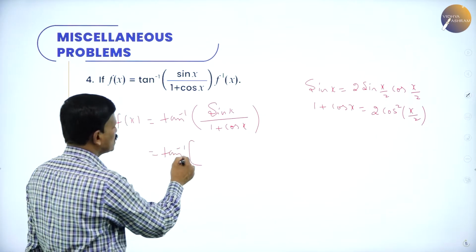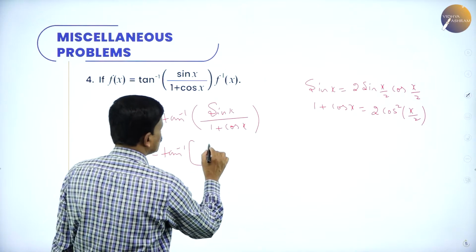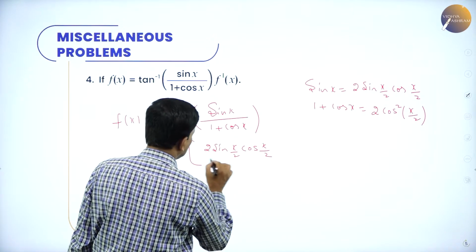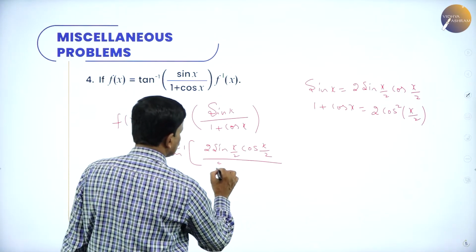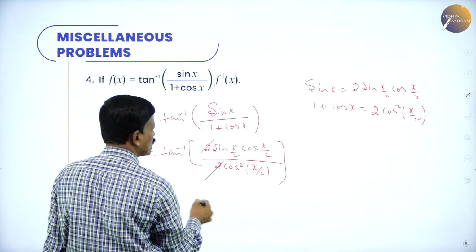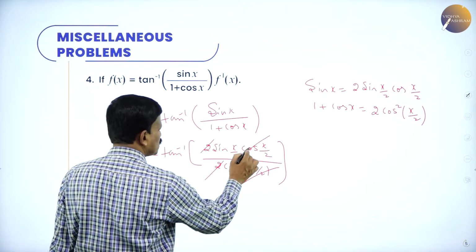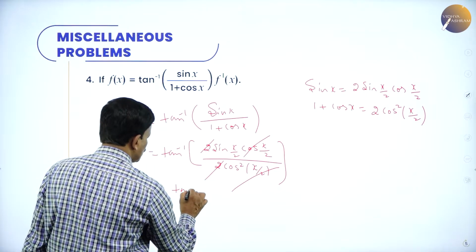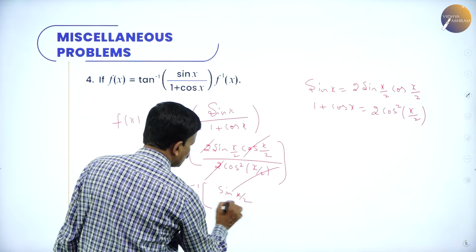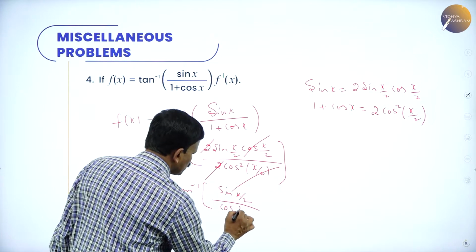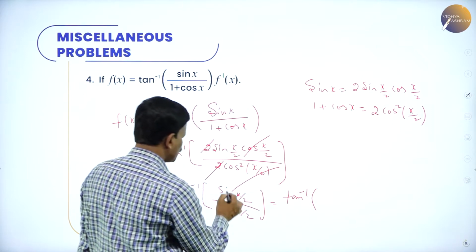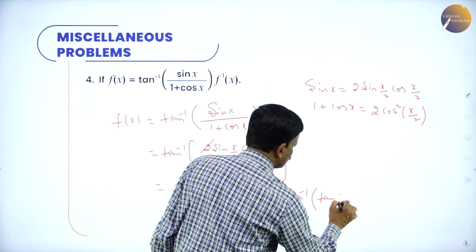Now make use of these two formulas. Tan inverse of sin x, what is sin x? 2 sin x by 2 into cos x by 2, whole divided by 1 plus cos x, which is 2 cos square x by 2. Now this 2 and 2 get cancelled. One sin and one cos, and cos in the numerator and denominator get cancelled. What is left over is tan inverse of sin x by 2 in the numerator divided by cos x by 2 in the denominator. So this is equal to tan inverse of sin by cos, which is tan x by 2.